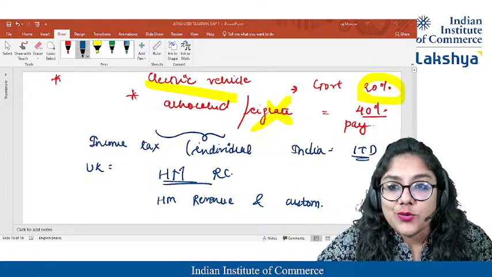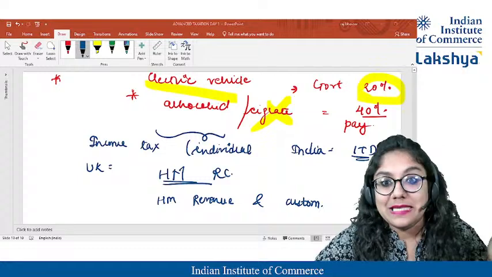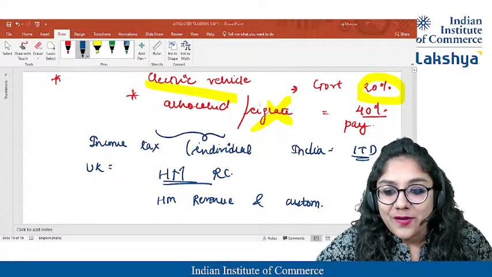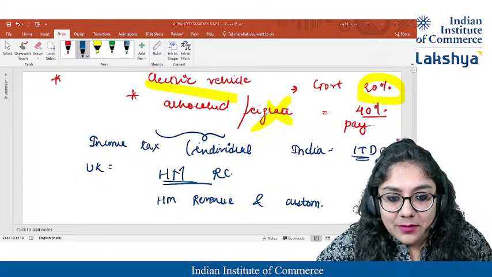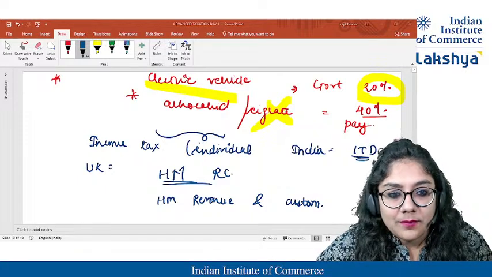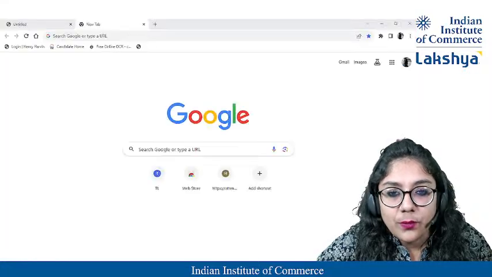For that, I'm going to show you our ACCA study resources as well, and the examination CBE practice platforms too. Just give me a minute. I'm trying to open it up. I think it's visible now.